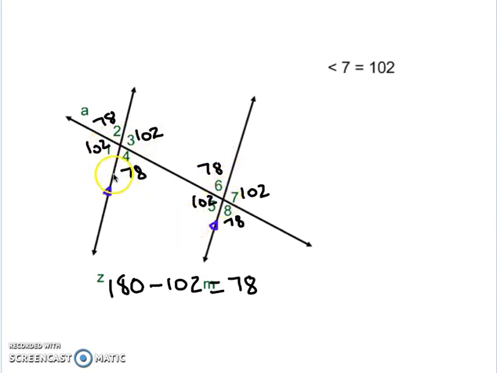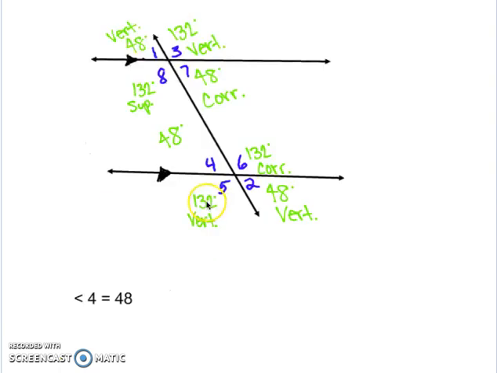Angle 1 was 102, and we know that was an alternate exterior angle to angle 7, which was also 102. On this diagram, we were given that angle 4 equaled 48. So from there, we could figure out the rest of our angles.